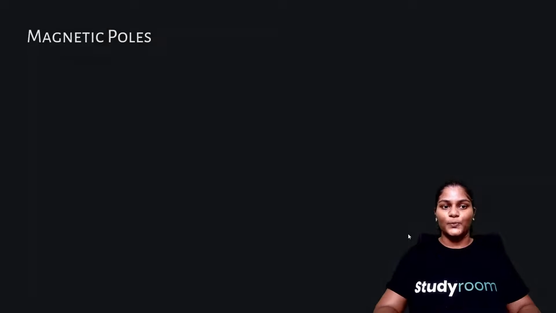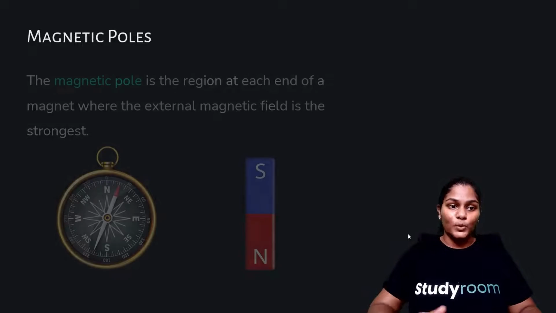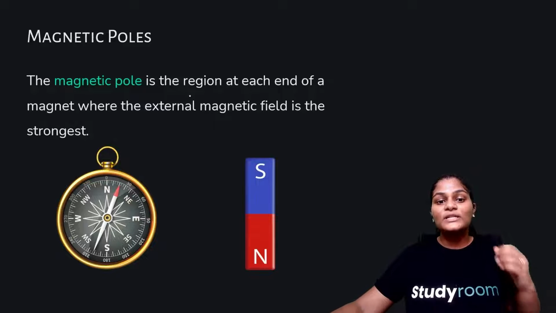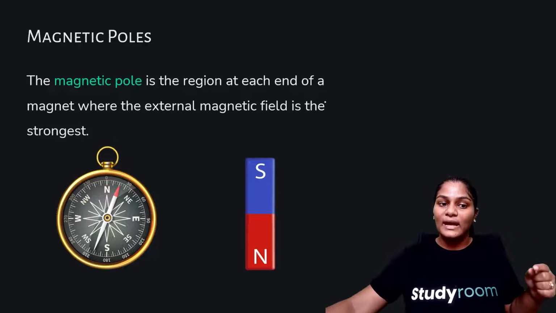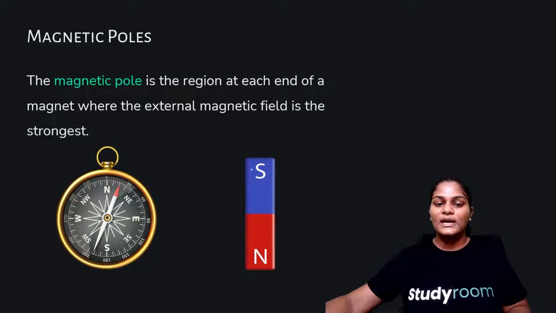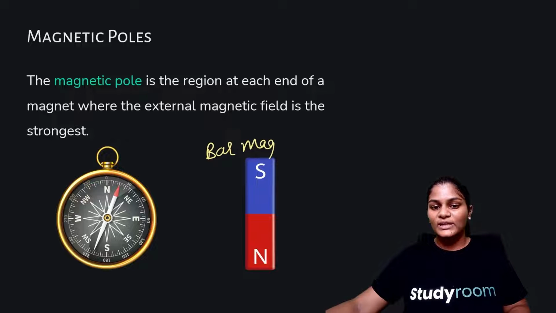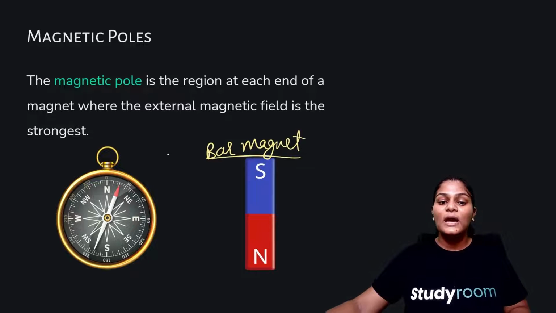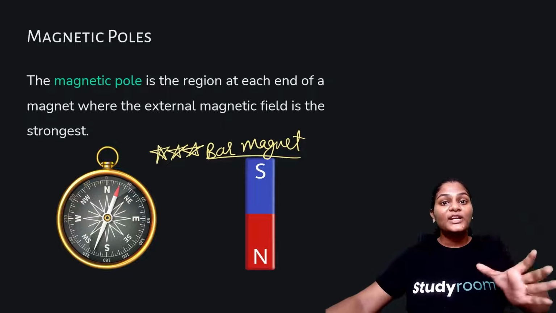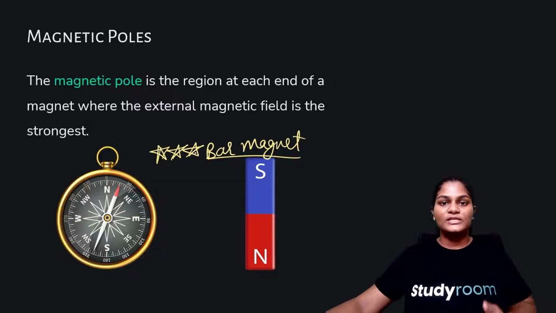Okay, let's go. So, magnetic poles. What does your PPT say? Your PPT says that the magnetic pole is the region at each end of a magnet where the external magnetic field is the strongest. Now this is an example of a bar magnet. We'll study more types of magnets, but this is the most important and most commonly used magnet. This is the basic magnet that you all start studying with. This is called the bar magnet.